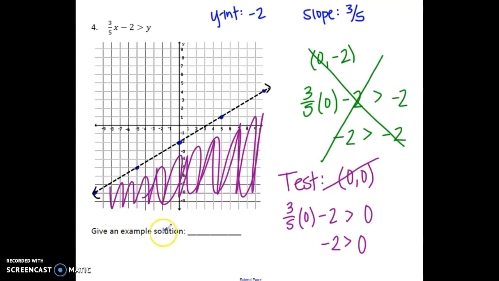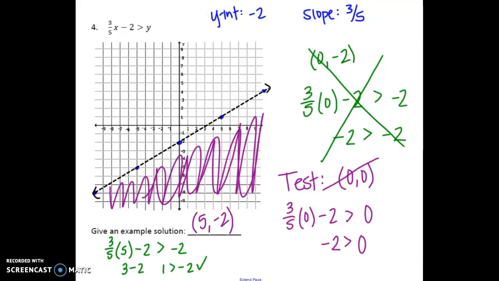So that means if I'm going to give an example of a solution, I need to pick a point from over here where I shaded. For example, like the point 5, -2. And if you want to confirm that you shaded in the correct place, I would suggest plugging it in. So 5, -2 is supposed to be a solution. We can check that by saying, okay, 3/5 times 5 minus 2 should be greater than -2. 3/5 times 5 is going to be 3. 3 minus 2 is 1, and 1 is greater than -2, so we know that that solution works.